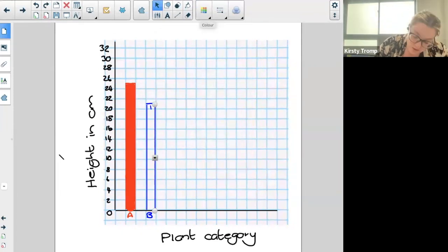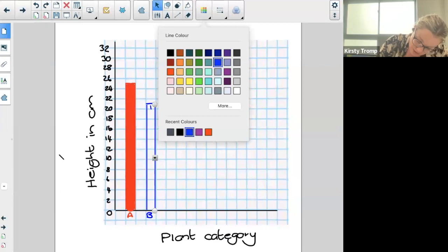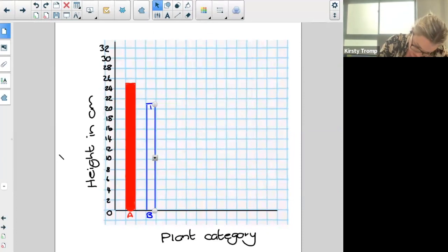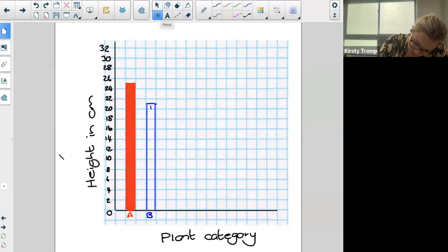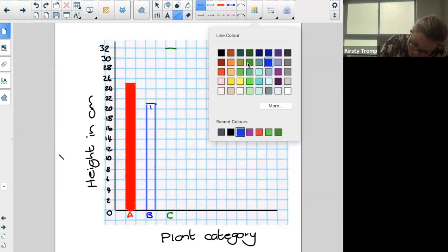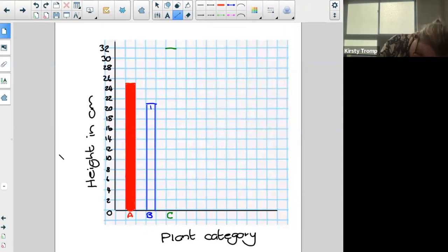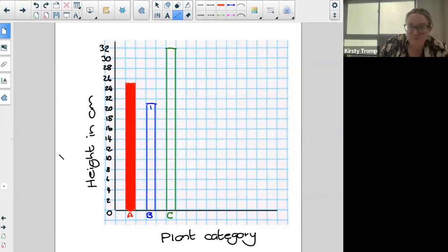For C, C was 32, so I'm going to pick a green just so that we go a little bit faster here. I'm going to go C on the bottom. I leave a gap. I'm going to go all the way to 32. So there's 32 over there. I'm going to draw my line now. So I'm going to have that one going down there and that one going down there.